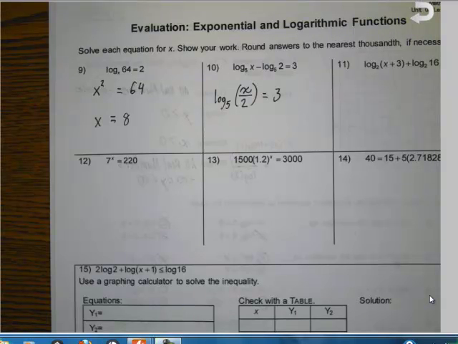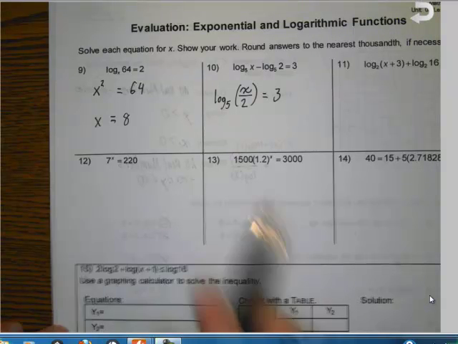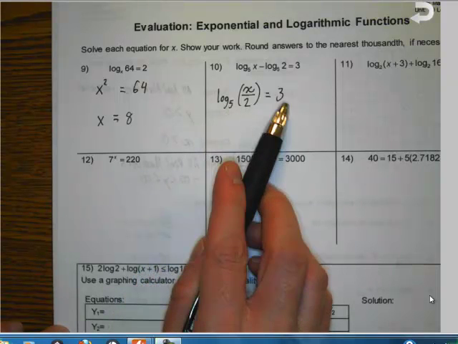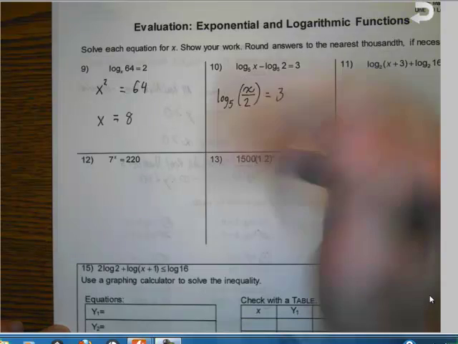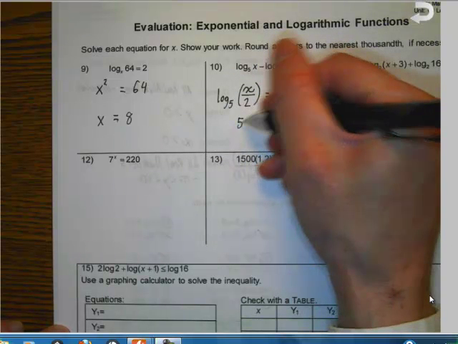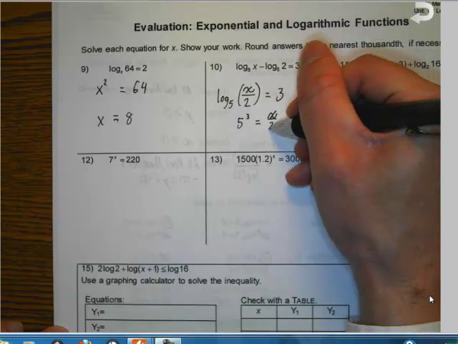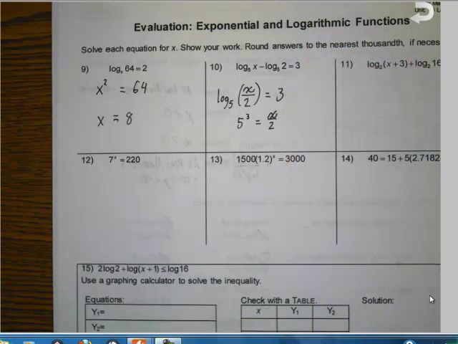What is the base? Do you see that the base is 5? What is the exponent? 3. So we now have that 5 to the third is equal to x over 2. Can we evaluate 5 to the third? I want each of you to do that. Use your calculators if you have to. 5 cubed.